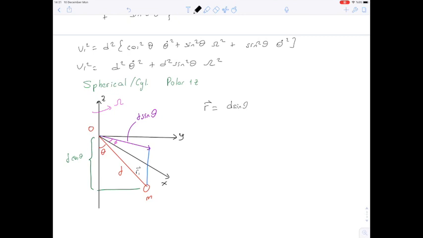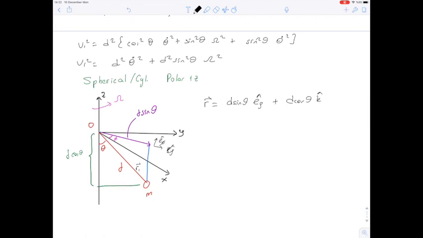So it's d sine theta in the e rho direction, where e rho is the unit vector here, and this is the unit vector e phi in the other direction, plus d cosine theta in the k direction. Now remember from the second week, we know that d e rho by dt is not zero, because as the position changes, this will change, but it has a very simple expression. It's basically capital omega, the rotation speed, times e phi. So then the velocity will be d cosine theta theta dot e rho. Okay, so this is for the theta derivative.